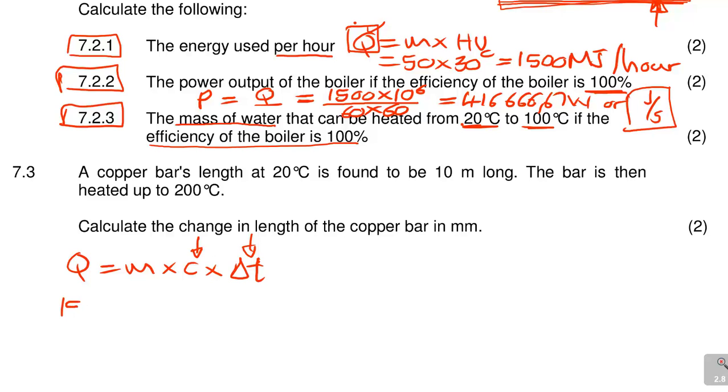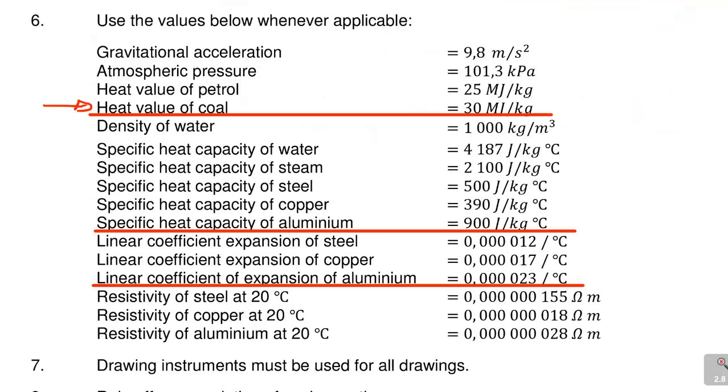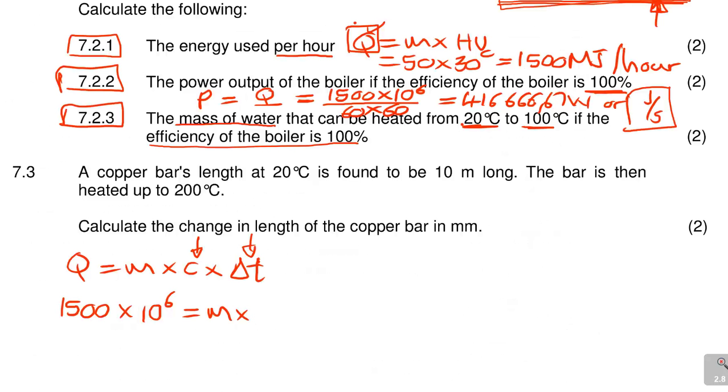So if you say 1,500, remember to change it back to the SI units. You say times 10 to the power 6, which is now in joules, is equal to M, which is the mass, which will be in kilograms, times we go and find the specific heat capacity of water. In this case, it is 4187. If I use that value, it's 4187 times change in temperature.